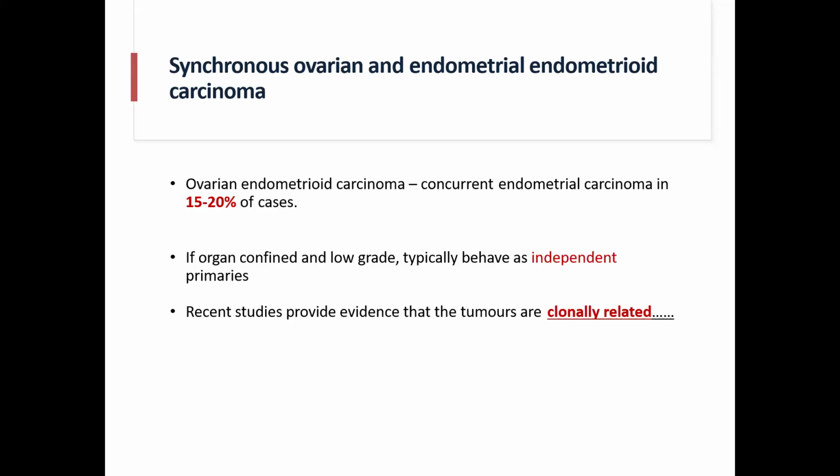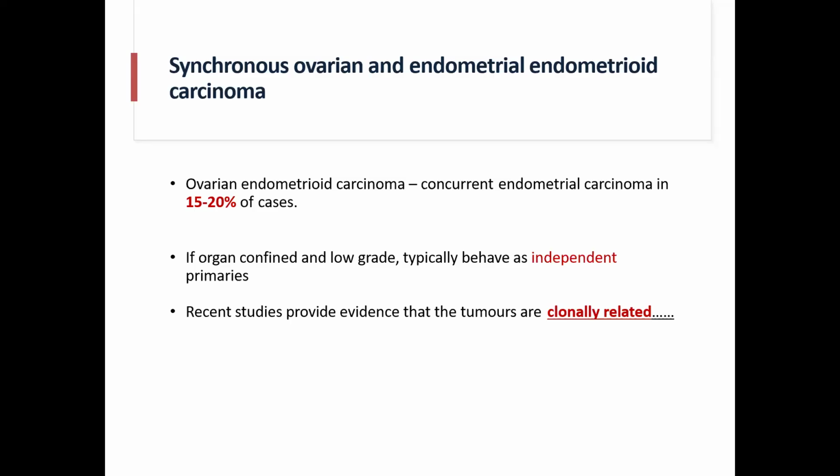What is the meaning of clonally related? It means that they are metastatic from the endometrium to the ovary. Even if the tumor in the endometrium is superficial, even if there is no lymphovascular invasion, even if it's a very early unilateral ovarian involvement, the clonality studies proved that these tumors are metastatic from the endometrium to the ovary. And there are some theories for how they spread to the ovaries.